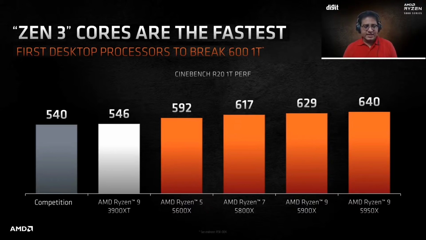On the left, we can see the AMD Ryzen 9 3900 XT, which was released 4 months ago, and we can see it scored 456 points. And we also have a competition processor just for reference.